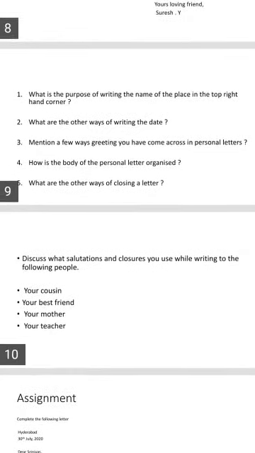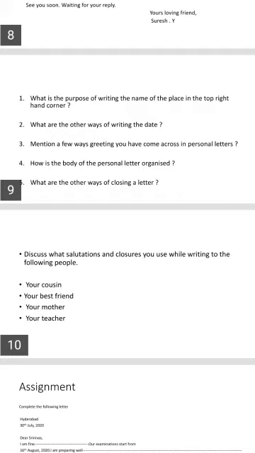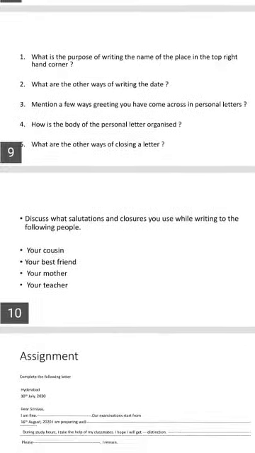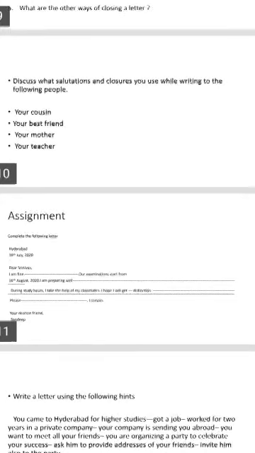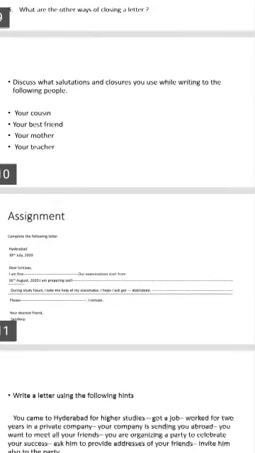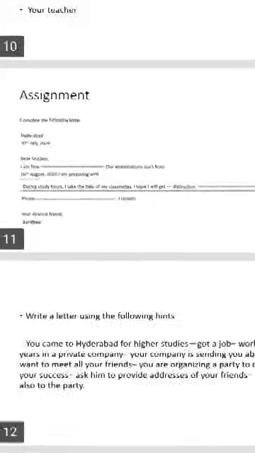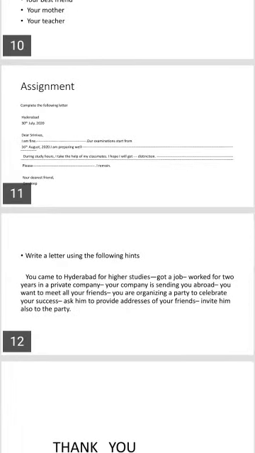There are 5 questions set on this personal letter. We have answered these questions. Then we learned what are the different salutations to be used, what are the different closures to be used when you write a letter to your cousin or best friend or your mother or your teacher. Then we have one letter, and in this letter there are blanks which we have completed.